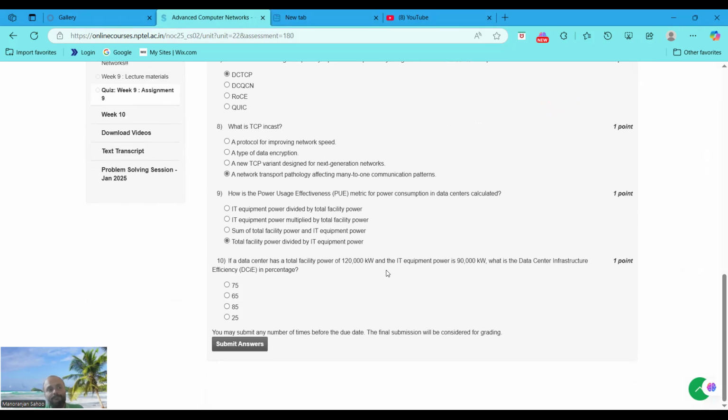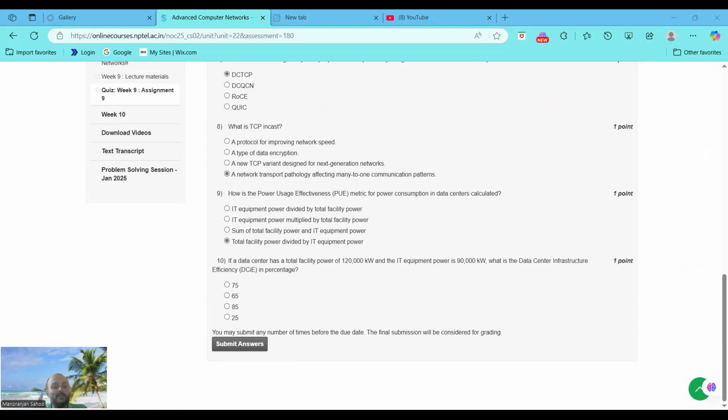Now the last question. If a data center has a total facility power of 120,000 kilowatts and the IT equipment power is 90,000 kilowatts, what is the data center infrastructure efficiency in percentage? Let's calculate. DCiE is the inverse of PUE, expressed as a percentage, that is IT equipment power divided by total facility power times 100.